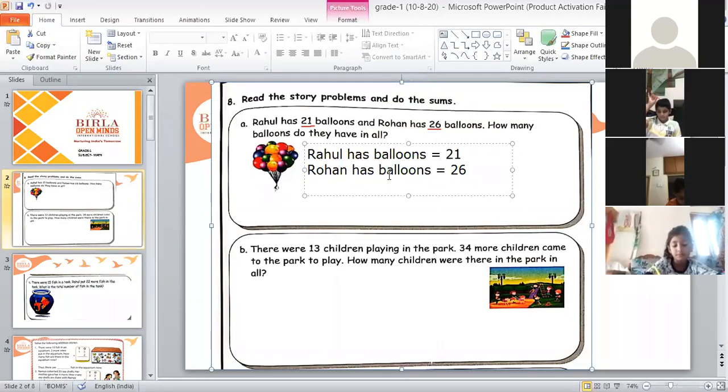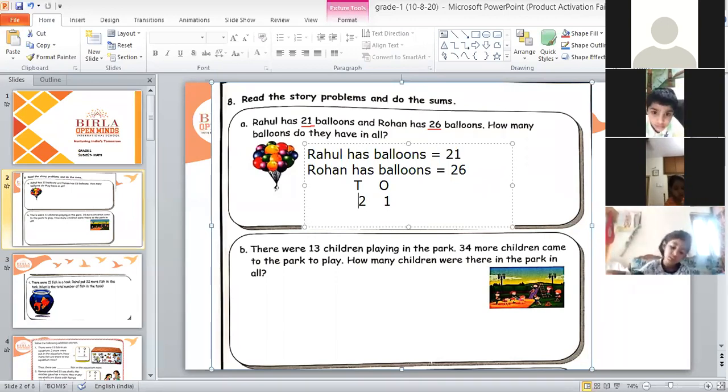So, children, what we will do, we will arrange these two numbers in ones and tens only. So, this T stands for tens and O stands for ones. So, what is your first number, children? Your first number is 21. So, we will write this 2 in tens place and this 1 in ones place.